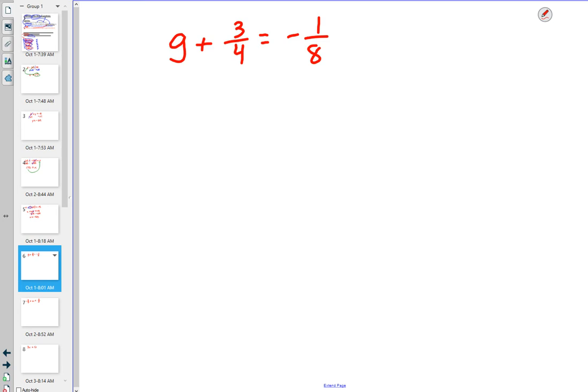How do I get the G by itself? Well, no taking. Taking is not a math word. No, the canceling is not a math word either. I want operations. Give me an operation to do. Good. Subtract 3 over 4 from both sides. Yeah, well, the left side you don't care about because that's just going to cancel.